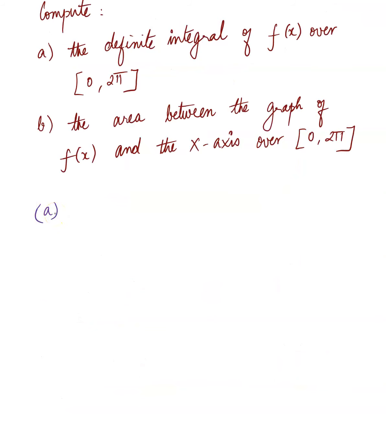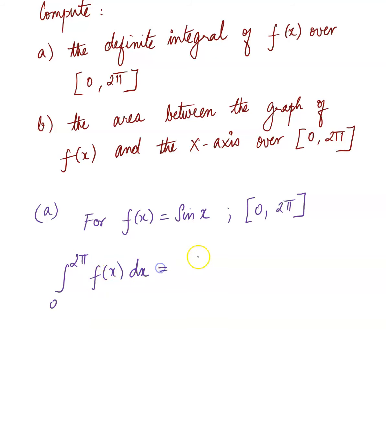So in part A, for f of x equals sine x, and this was over 0 to 2 pi, the integral from 0 to 2 pi of f of x dx will be the same as the integral from 0 to 2 pi of sine x dx, right? Because I was trying to just interpret the question as it said. The definite integral of f of x over 0 to 2 pi would be written like this, and you replace the f of x with sine x.